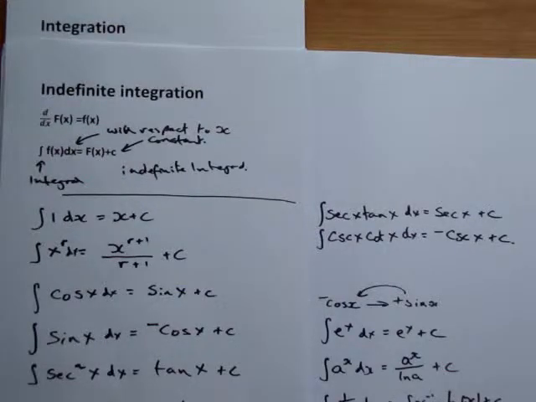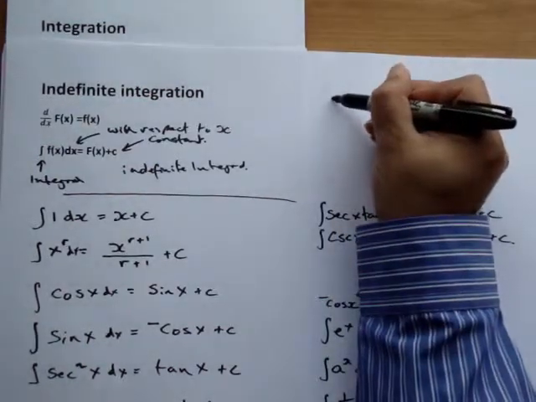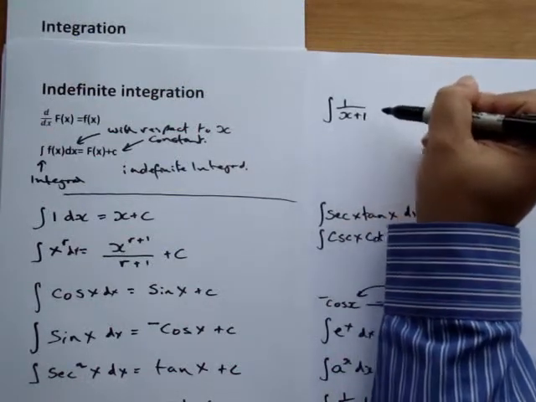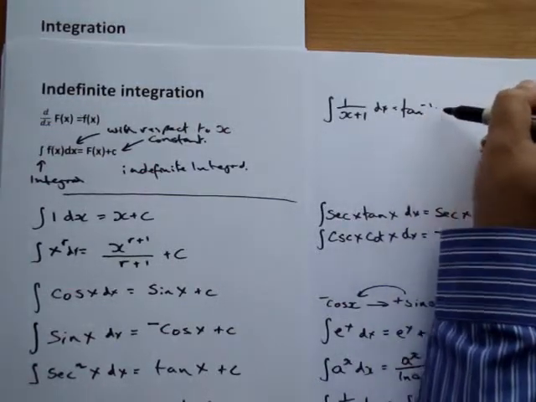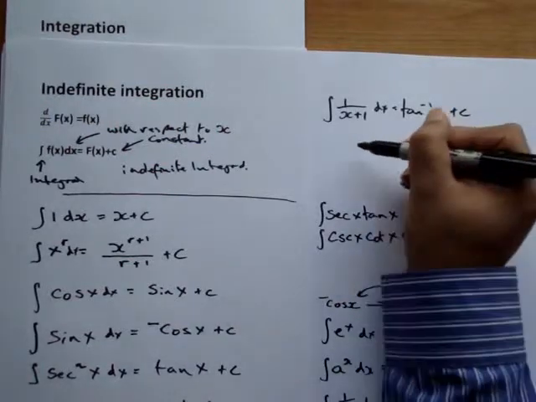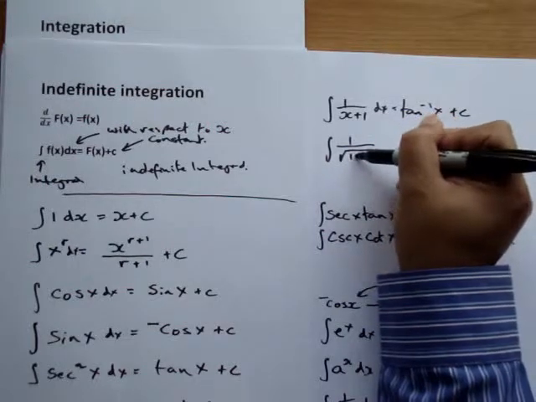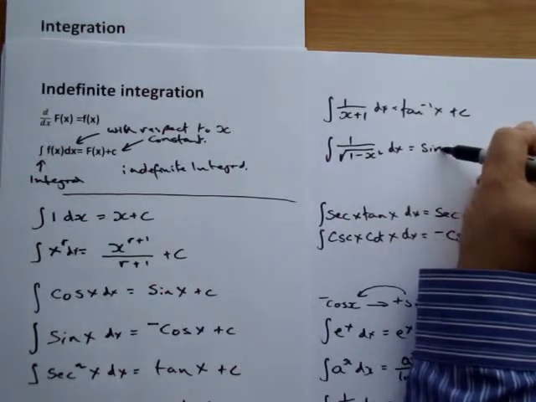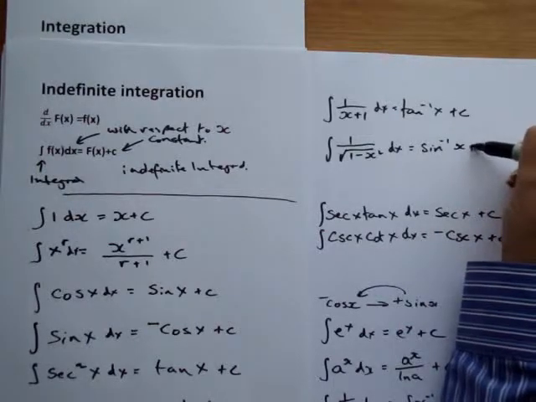As well as these, sometimes you get some trig. So let's have a look at that. If we ever get the integral of 1 over x squared plus 1 dx, this equals tan to the minus 1 x plus c, and if we get the integral of 1 over square root of 1 minus x squared dx, it equals inverse sine x plus c.